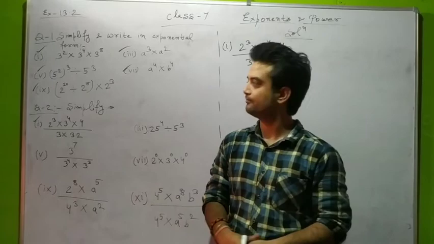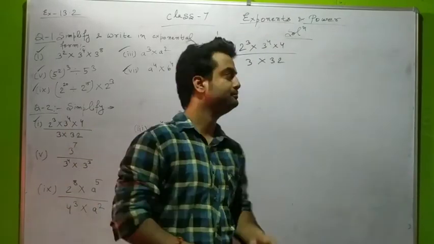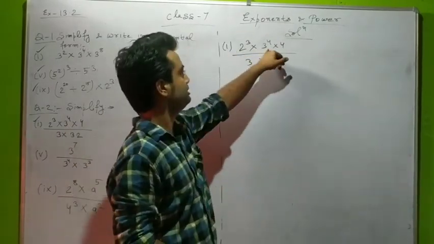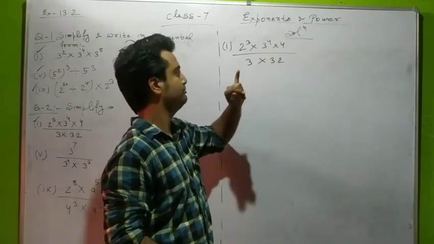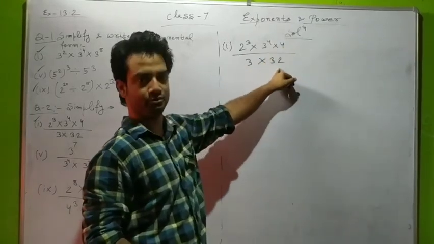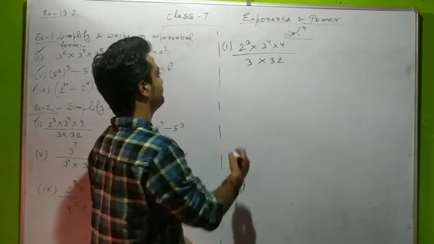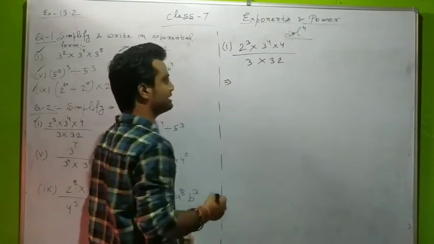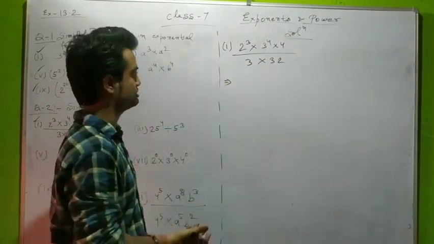So, let's begin. First question here is 2 cube into 3 raised to the power 4 into 4 upon 3 into 32. We have to simplify it. Okay? There are various ways to solve such type of questions.